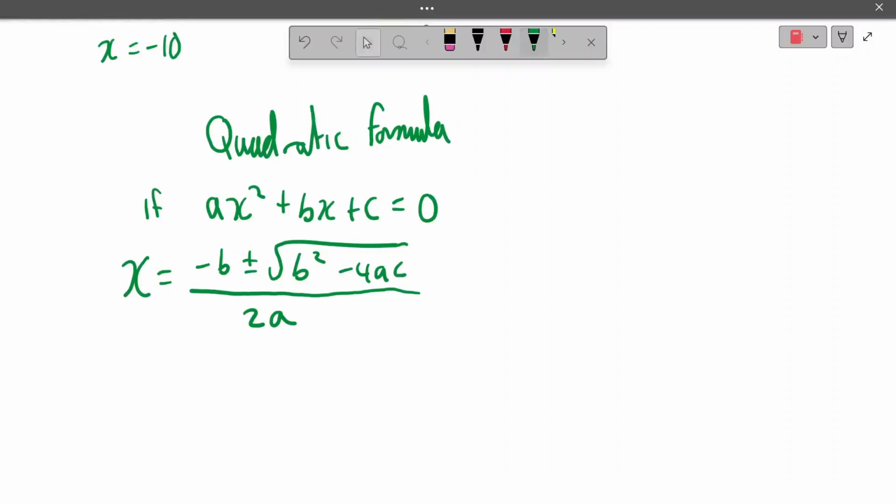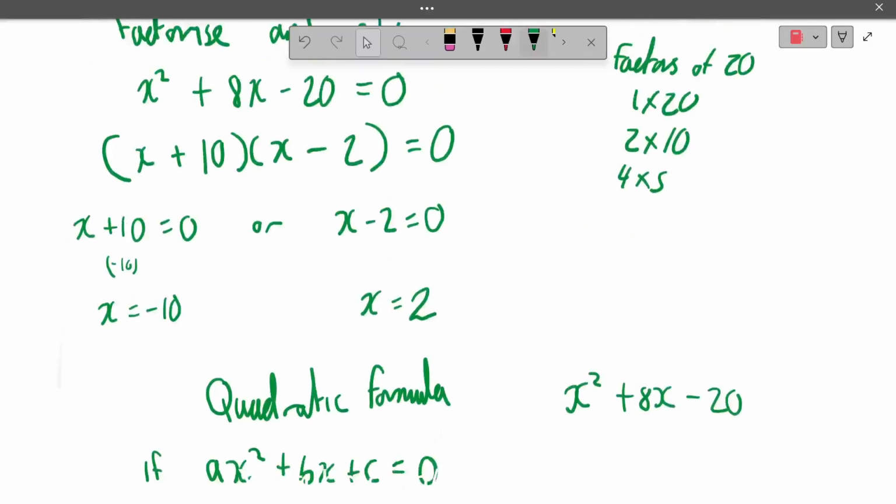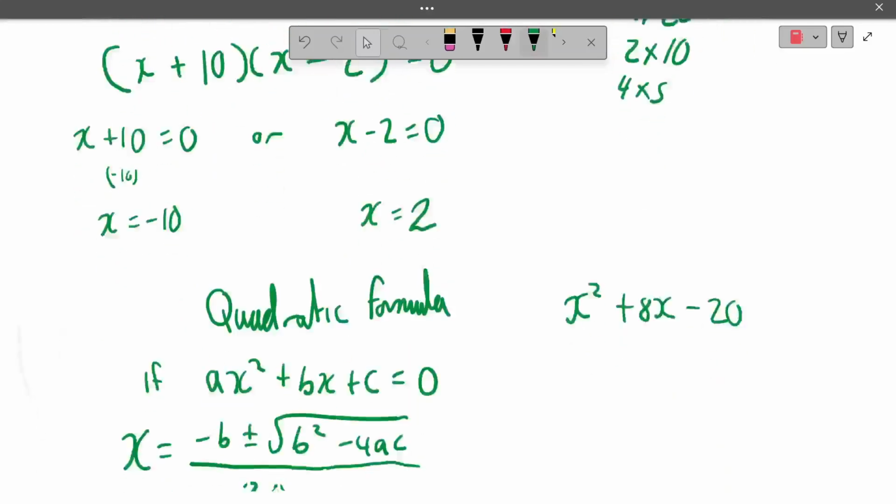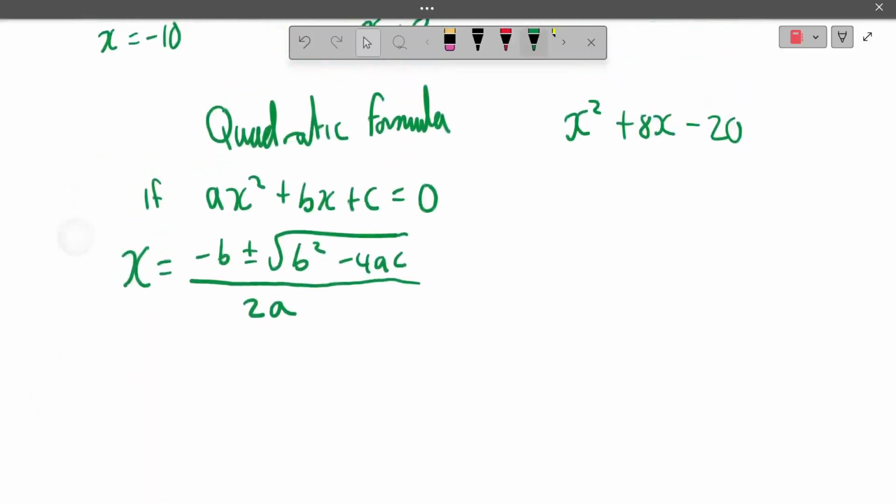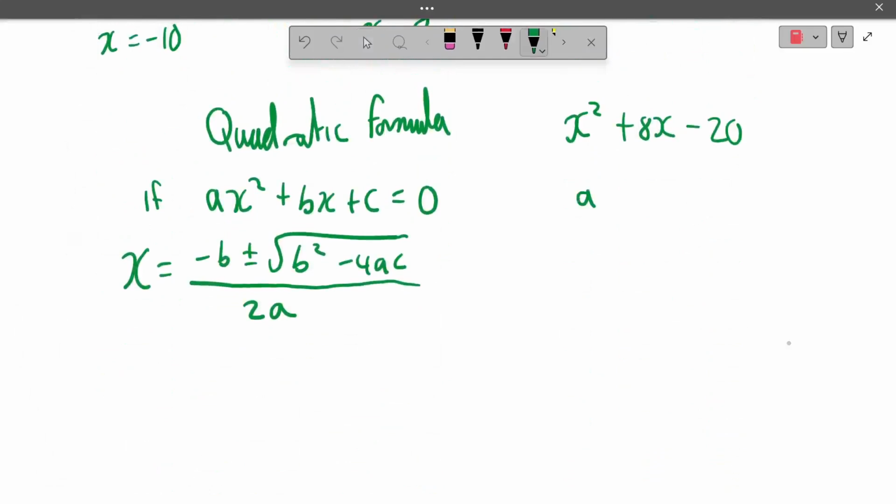Okay, so here we have the quadratic formula I've written out. And we have x squared plus 8x minus 20. So let's say we wanted to work out the previous one. We could have factorized it, or we could use the quadratic formula. So a is the number of x squared, which in this case is 1. b is the number of x's, which is 8. And c is the number of units, which is minus 20.